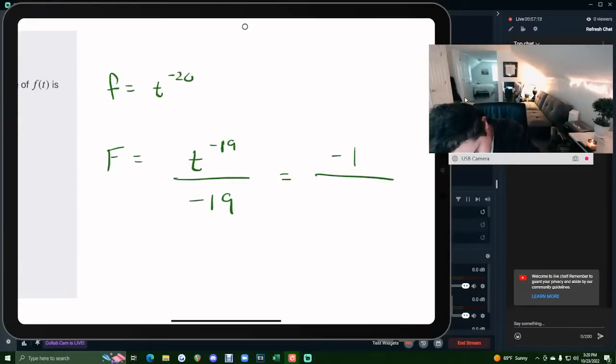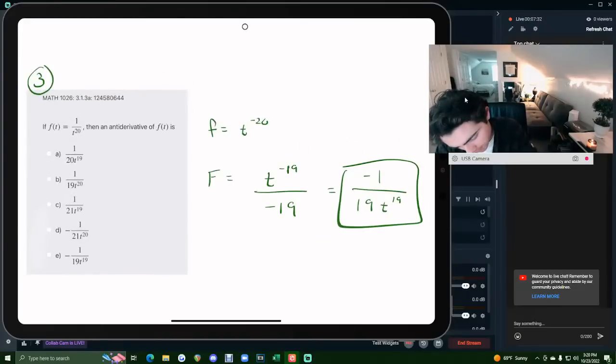Leave the 19 down there, but we're going to bring the t to the positive 19 to the bottom. If it's negative 19 up top, it comes down as a positive 19. And this should be it. Let's see what we got. Negative 1/19 t to the 19th. That is option E. Let's keep it rolling.